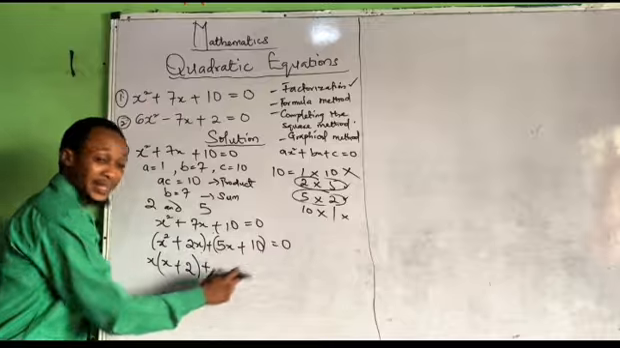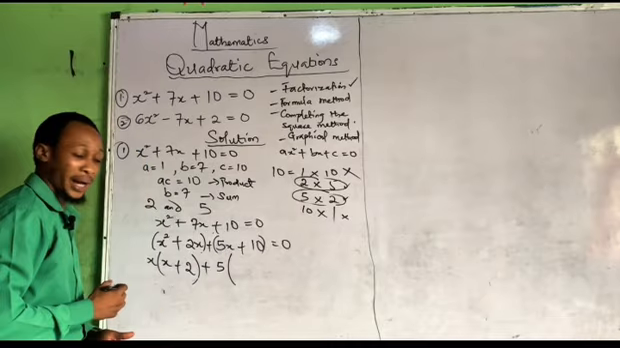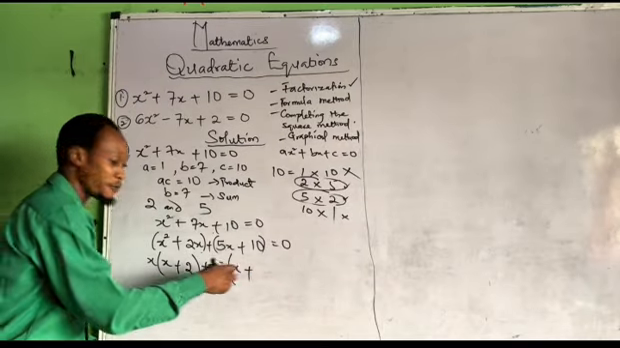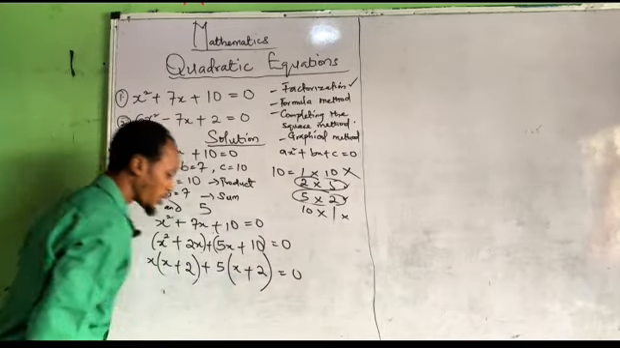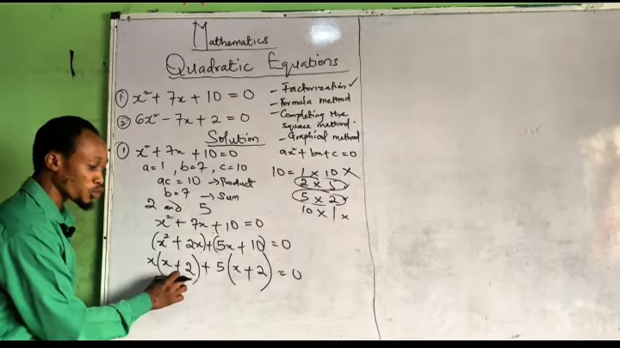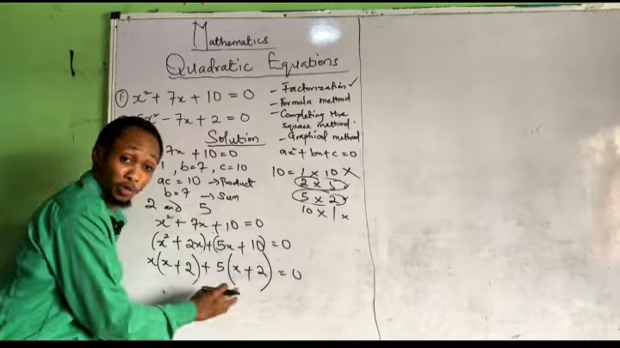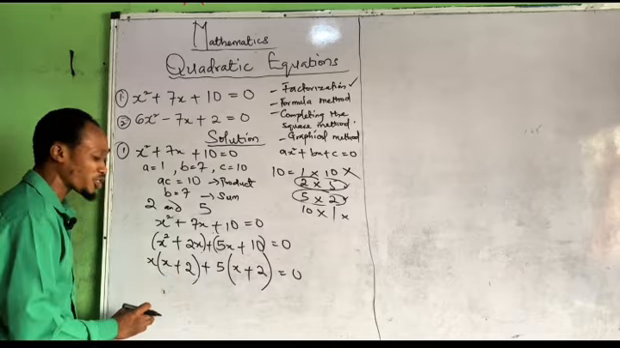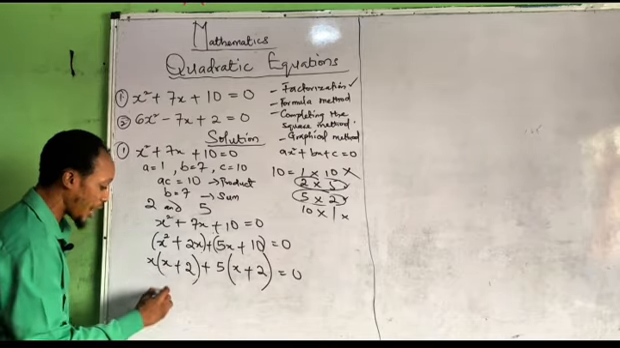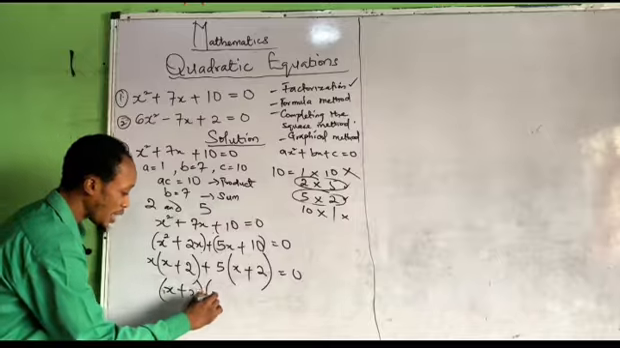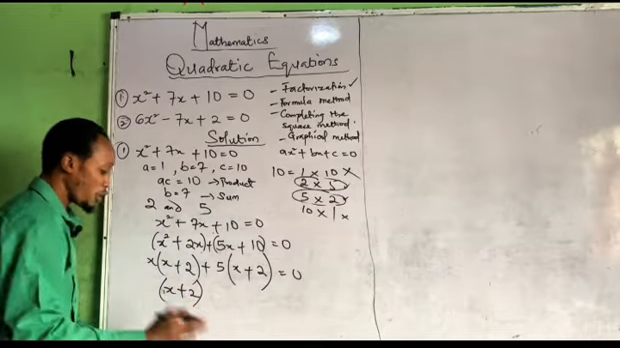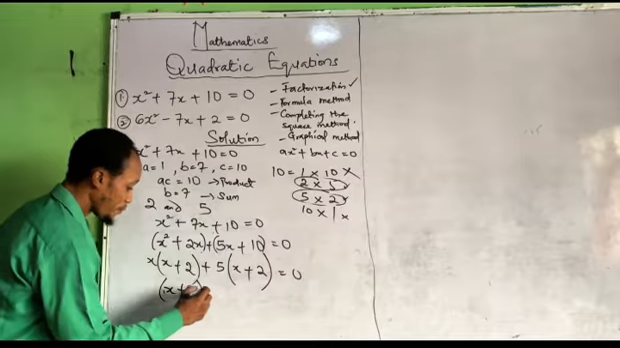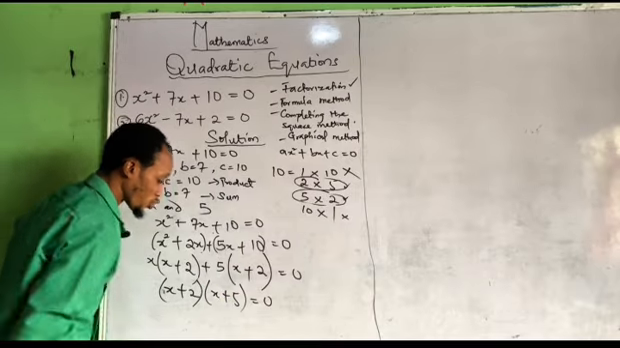Then plus, what is common between 5x and 10? 5 is common. You open up your bracket. 5x divided by 5 is x, plus 10 divided by 5 is 2, all equals 0. At the end of the day, this x plus 2 must be the same as this x plus 2. So what is common between the two is x plus 2. You write it out: x plus 2 is common between both of them. What is remaining? x plus 5. So we have x plus 2 times x plus 5, all equals 0.